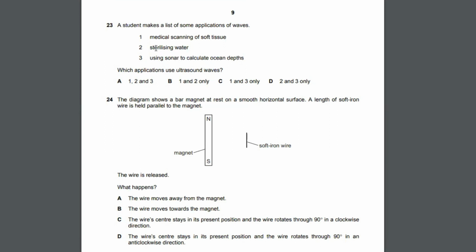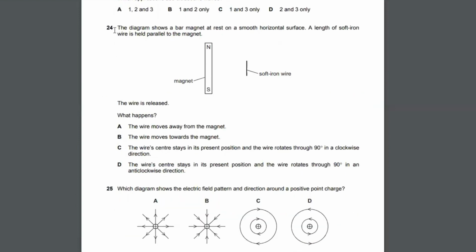Next is sterilizing water. To sterilize water, we have to first kill the bacteria, which ultrasound can't do. Next is medical scanning of soft tissue. We have ultrasound to scan soft tissues. So when, let's say, you go to the doctor and you want to know what's happening inside your stomach, then you can use ultrasound sonography. So 1 and 3 are the only options which use ultrasound. The second one has to rely on other methods. So it is C.